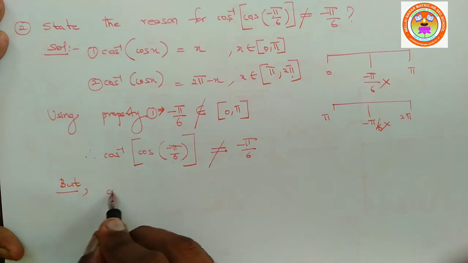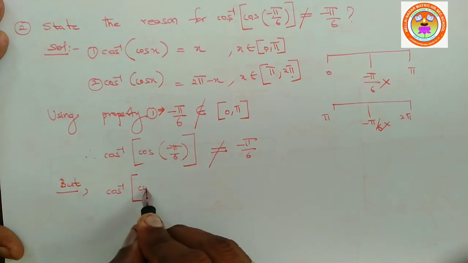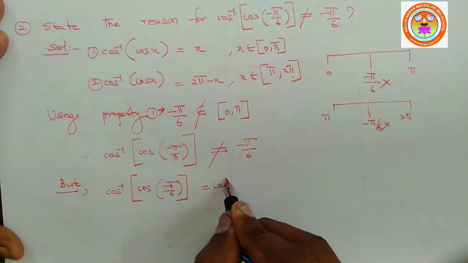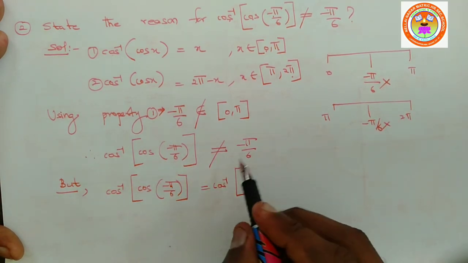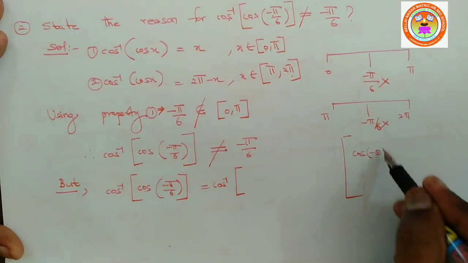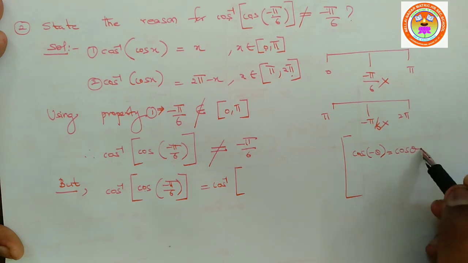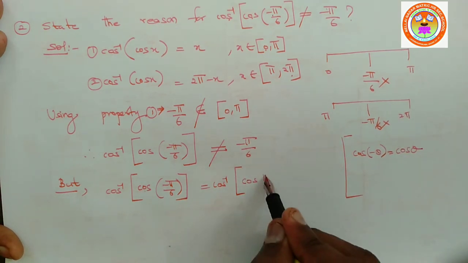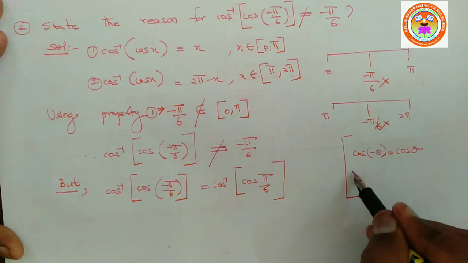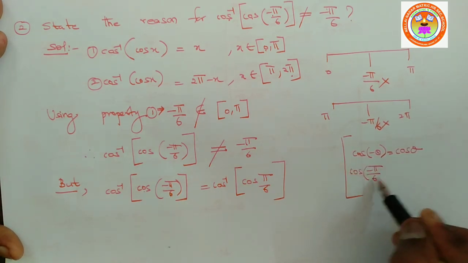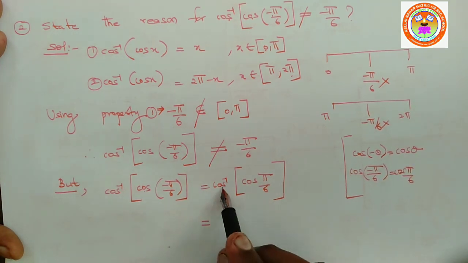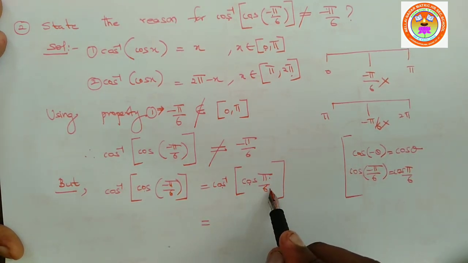What is another way? Cos inverse of cos of minus pi by 6. We know one formula: cos of minus theta is equal to plus cos theta. So cos of minus pi by 6 is equal to cos of pi by 6. So we get cos inverse of cos of pi by 6.